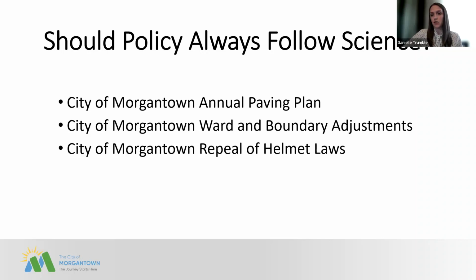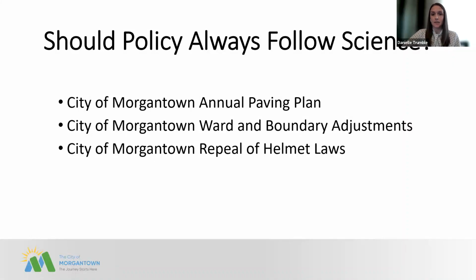The ward and boundary adjustments that happen through the city of Morgantown every 2 years are another example of that. We use our GIS coordinator as well as a ward and boundary commission with a member that lives in each of the 7 wards, and the most recent census data, and try to balance the population and the number of registered voters that are living in each of the city's 7 wards.